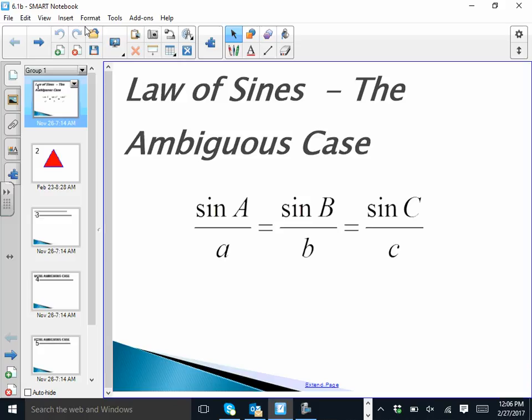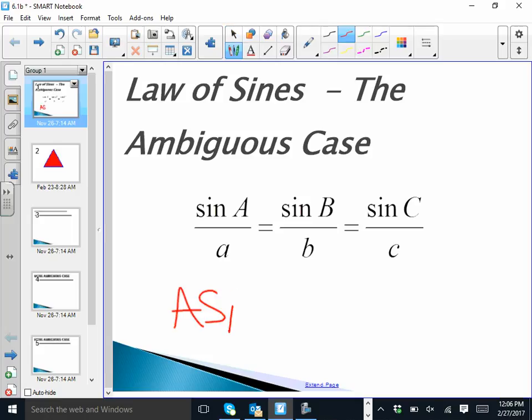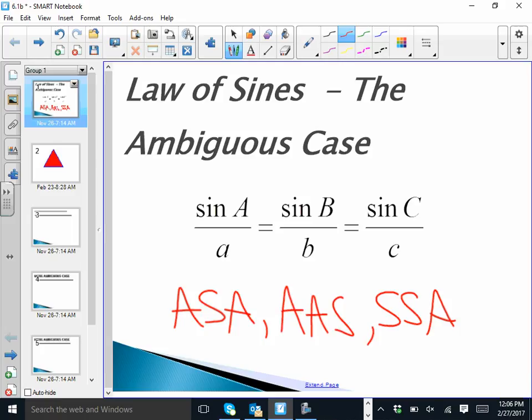So we're going to continue our work with the law of sines. When are the three times we can use the law of sines? Angle, side, angle. There is one. What's the second one? Side, side, angle. And angle, angle, side. Okay?